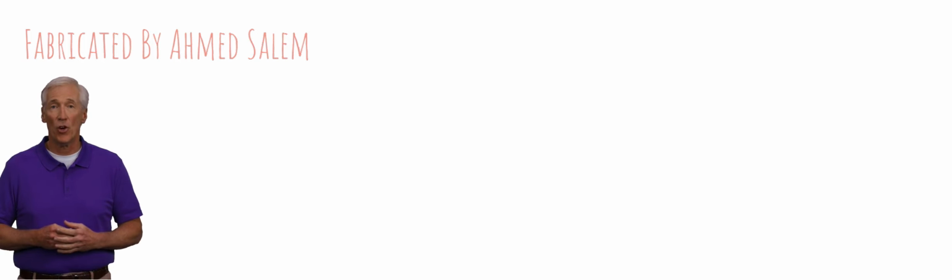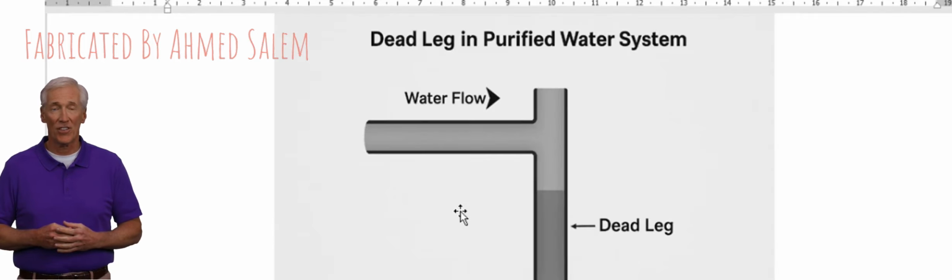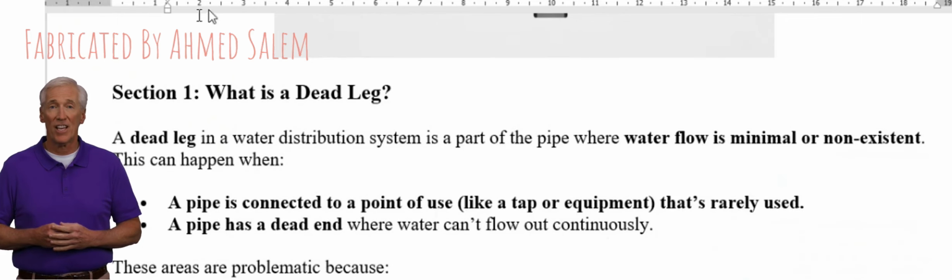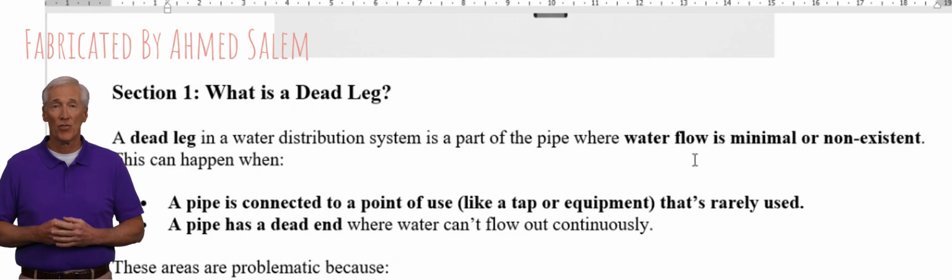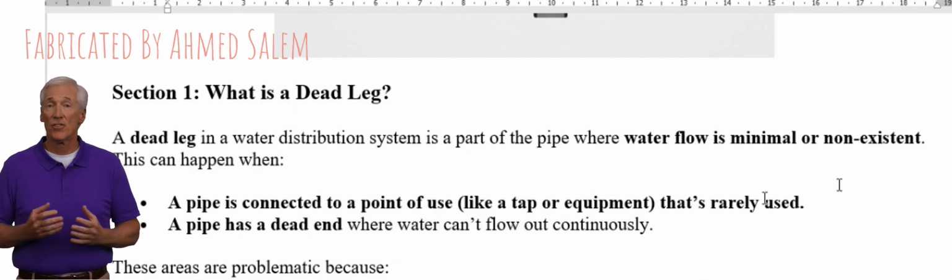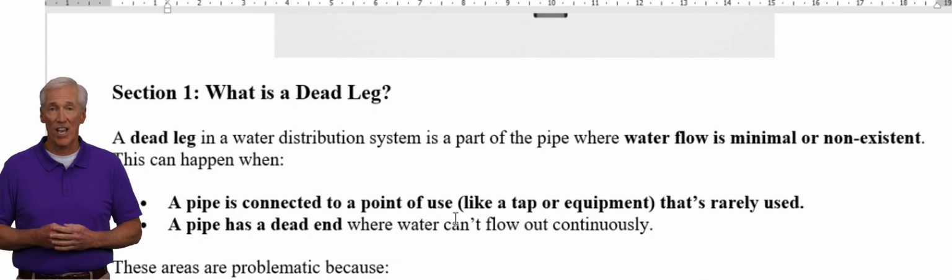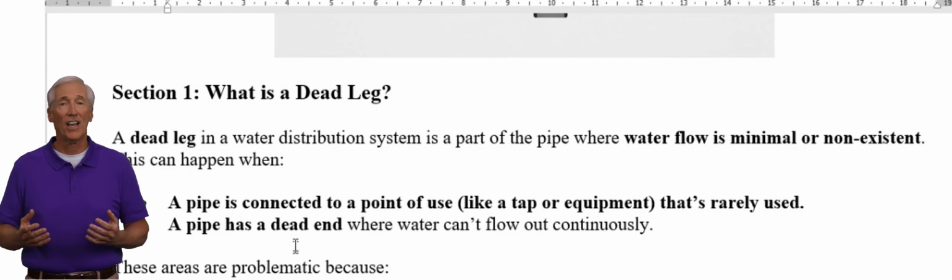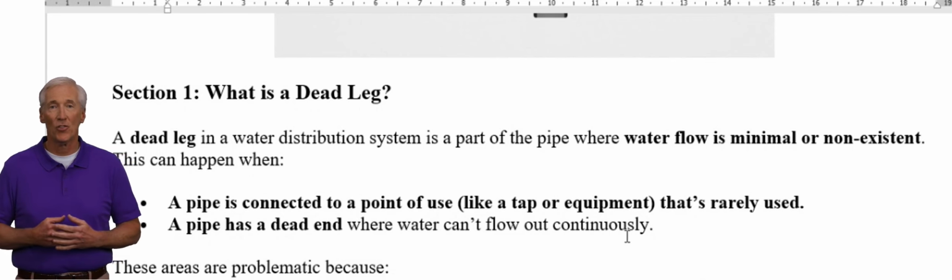Sure, I'll break down the document section by section, diving deeper into each part. Section 1. What is a dead leg? A dead leg in a water distribution system is a part of the pipe where water flow is minimal or non-existent. This can happen when a pipe is connected to a point of use, like a tap or equipment that's rarely used. A pipe has a dead end where water can't flow out continuously.